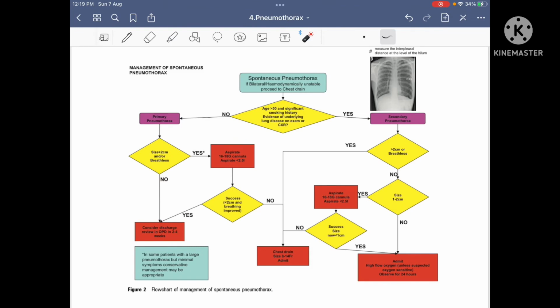In case of secondary pneumothorax, if the patient has more than 2 cm or breathlessness, directly go to chest drain. If the size is 1 to 2 cm, first aspirate. If it is successful, that means the size is now less than 1 cm, then you can admit on high flow oxygen. If not successful, then go to chest drain. And at the first place, if the size is less than 1 cm, then you can admit on high flow oxygen unless suspected oxygen sensitive, and observe for 24 hours.